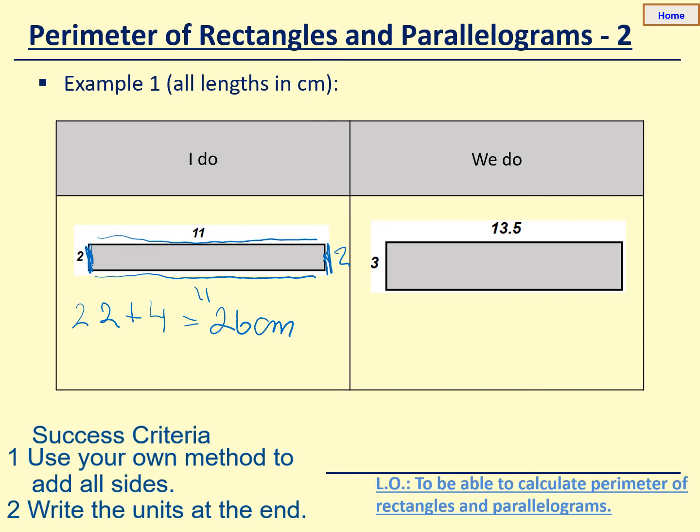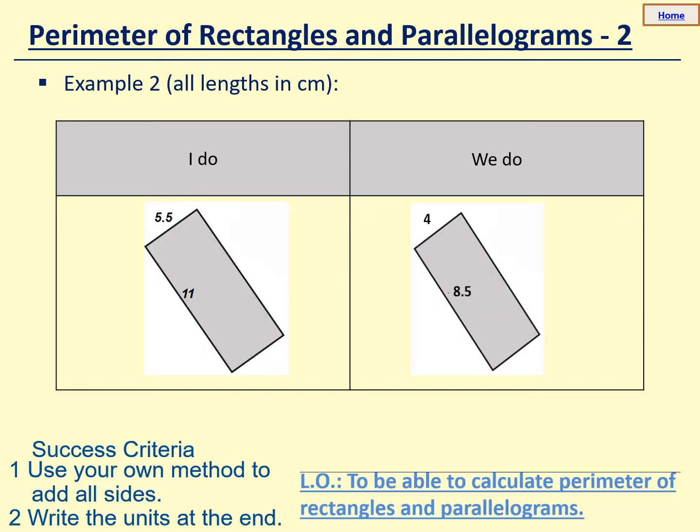So perimeter of this rectangle is 26 centimeters. Now pause this video and have a go at the next question yourself. Okay, if you have 33 centimeters, well done. Let's move on.